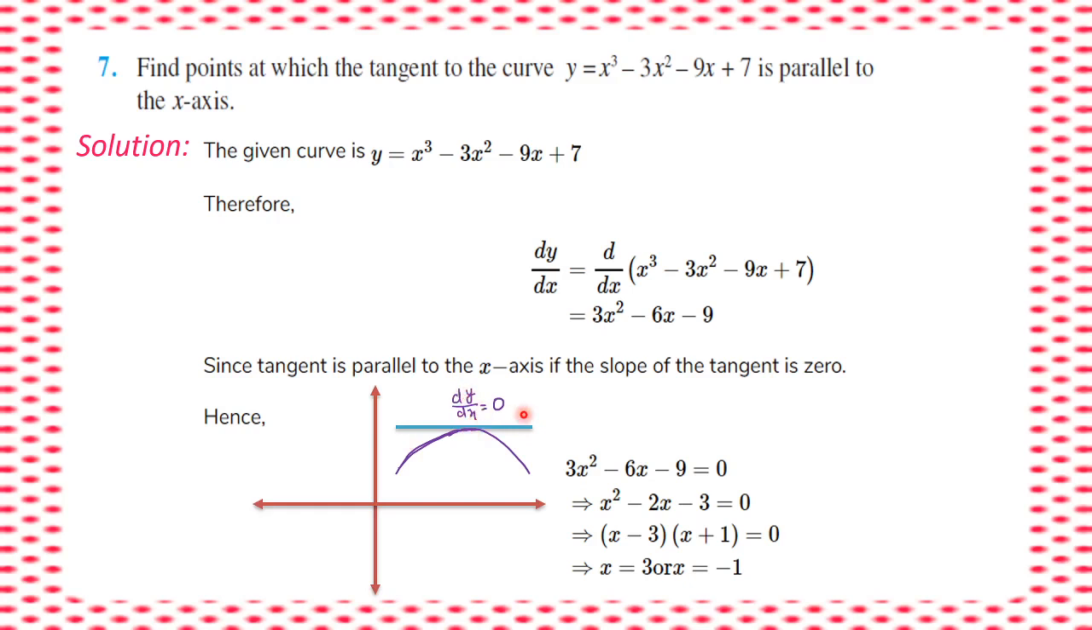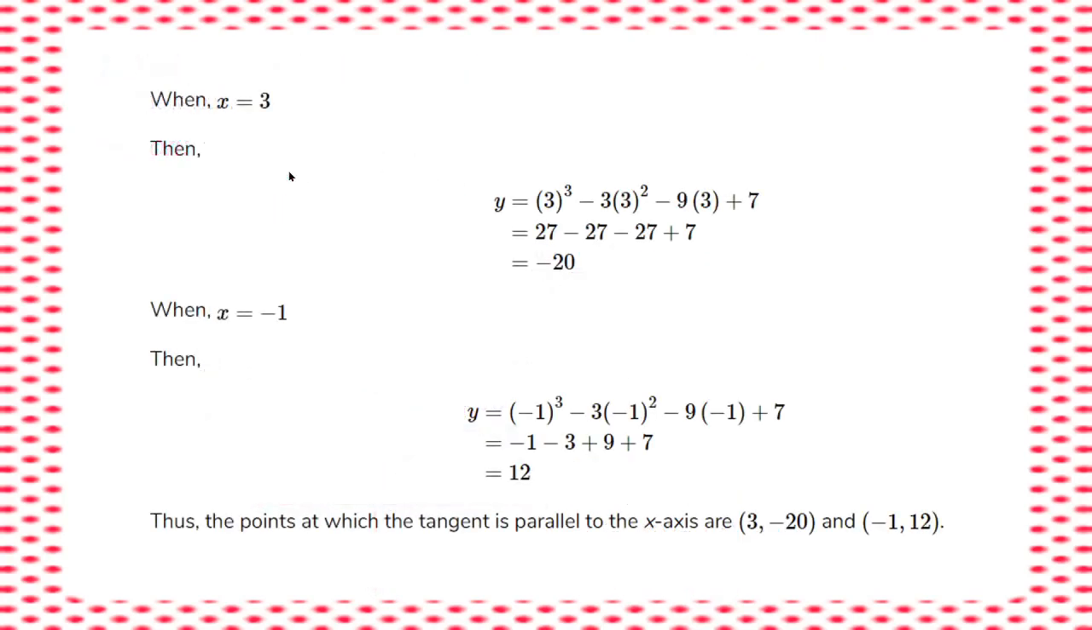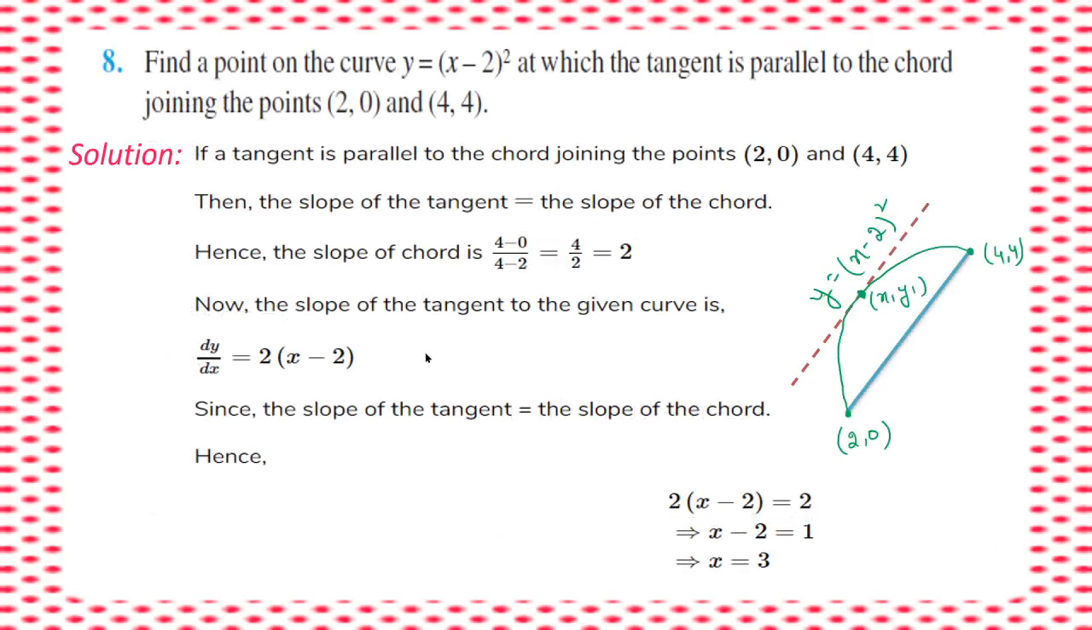It means dy by dx will be 0. So equate this derivative with 0 and get the point. So we are getting x equal to 3 and x equal to minus 1. Now when x equal to 3, y is 20, and when x equal to minus 1, y is 12. So these are the two required points. Question number 8, good question.